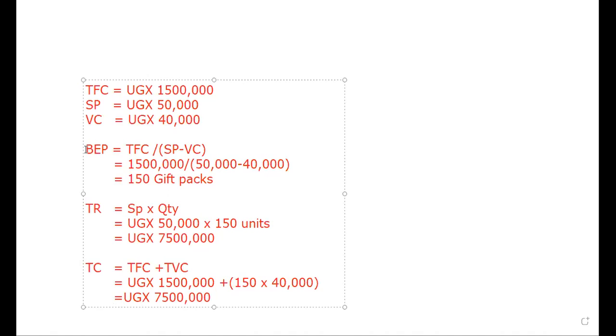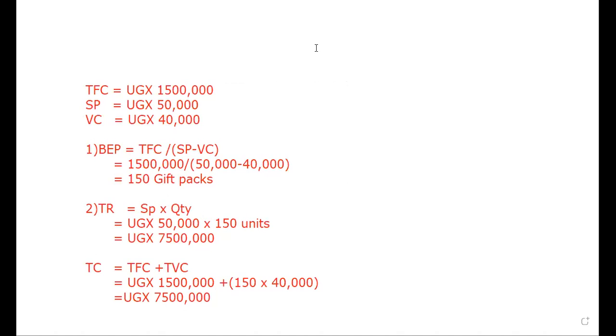You can see in part A, question number 1 asks to calculate the break-even point, and part 2 asks to calculate the total revenue and total cost at the break-even point. You can justify that at the break-even point the total cost and total revenue are equal, 7.5 million. And the third question asks to calculate the profit if they are selling 200 gift packs, right?